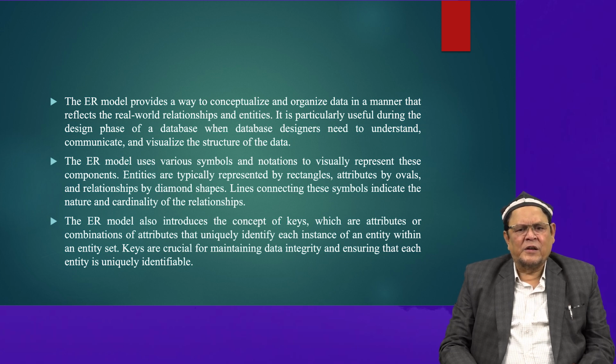Entities are typically represented by rectangles, attributes by ovals, and relationships by diamond shapes. Lines connecting these symbols indicate the nature and cardinality of the relationships.